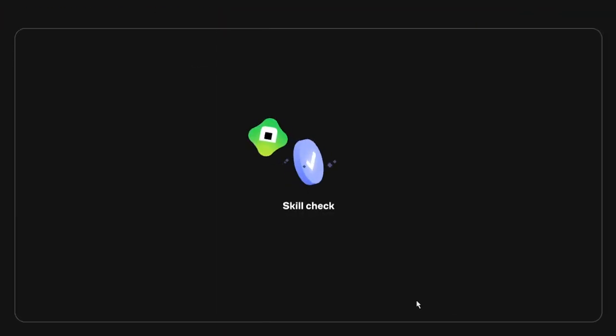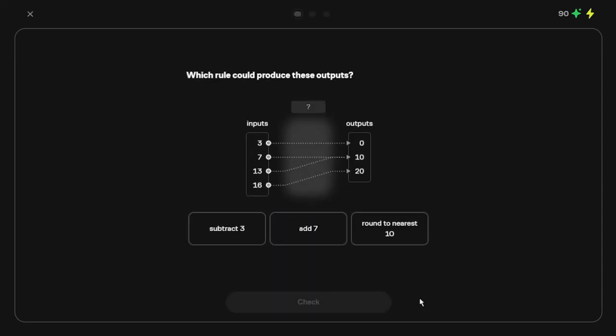Last step. Let's check your understanding. 3 to 0, 7 to 10, 13 to 10, and 16 to 20. First I try subtract 3. 3 subtract 3 equals 0. But 7 subtract 3 does not equal 10. So let's go to the next one. Add 7. It's always wrong because 3 plus 7 does not equal 0. That's absolutely wrong.